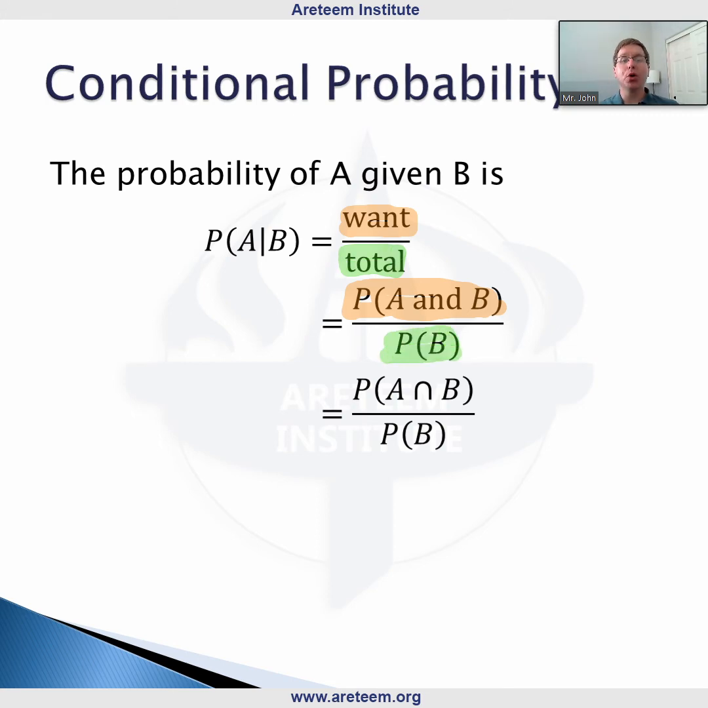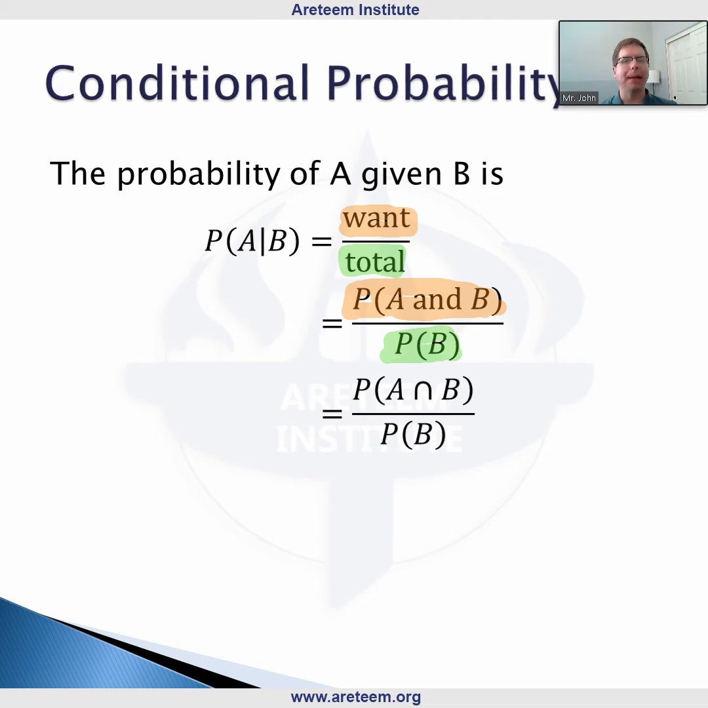If you remember your set notation a little bit, you could rewrite this as P of A intersect B divided by P of B. But it's pretty easy, and it's totally fine to think about this as, okay, we're given B, so that's our denominator, and then now we want to know A happening when B also happens, so our numerator, our want, is A and B in this scenario.